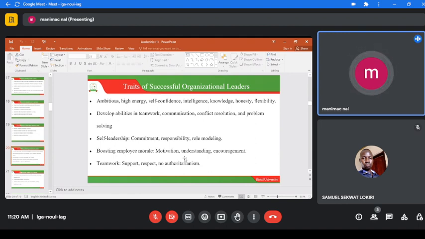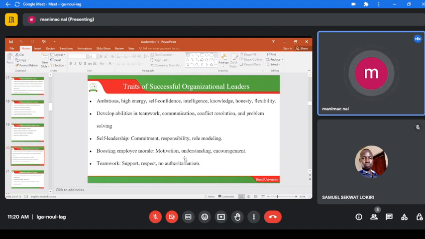Further still, he has to practice self leadership, whereby you need to be committed as a leader. You need to be responsible, and also you need to be a role model. He also has to boost employees' morale, whereby you need to motivate the employees, understand the situation they are in, and also provide encouragement to them.